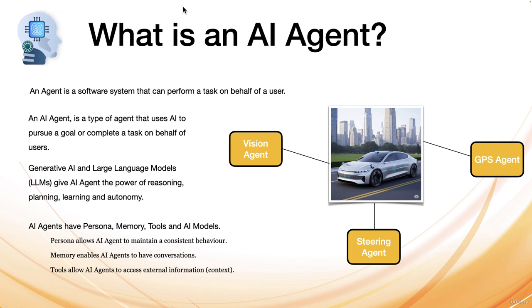Tools allow AI agents to access external information. External information in the context of AI agents is called a context. For example, as I said, a vision agent may use a tool to access a LiDAR system or to access, for example, camera information to collect the environmental information and pass it on to the car's central computing system.